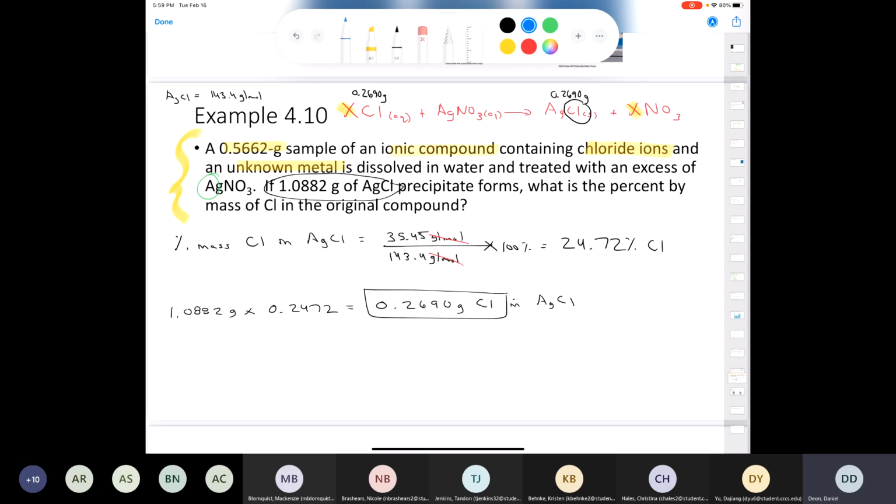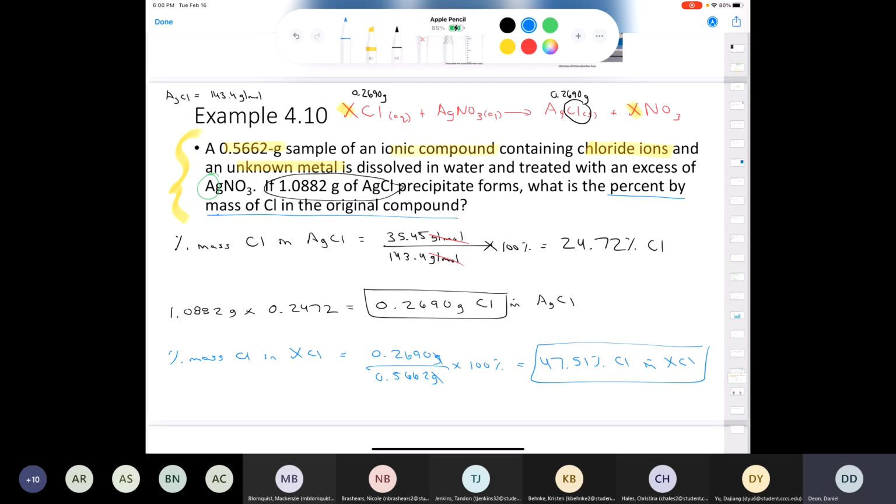So finally, it's asking us what's the percent by mass chloride in the original compound. The percent mass chloride in XCl is going to be equal to 0.2690 grams in the total, which was 0.5662 grams. I multiply that by 100%, and I end up with 47.51% chlorine in XCl. So that's how much chloride was in there from the beginning. All right, so that's one problem that deals with gravimetric analysis.